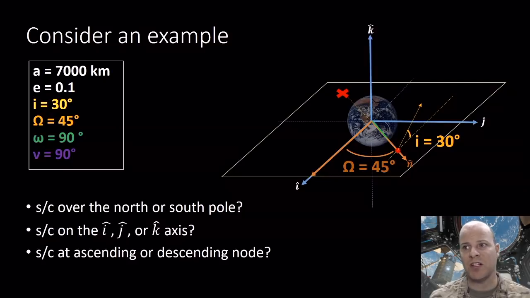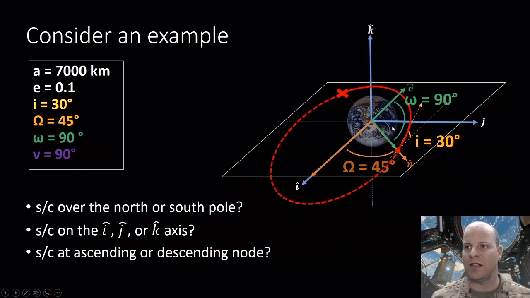So for the argument of perigee, it's going to be the angle between N and E. In this case, it's 90 degrees. So the angle between N and E must be 90 degrees, and therefore perigee of our orbit must be along this line here. So here you can actually start to imagine what our orbit would look like. You can imagine the spacecraft is going in this direction, basically passes the equatorial plane here, passes back through the equatorial plane, goes underneath, and comes back around. Great. So now we have our orbit pictured and visualized.